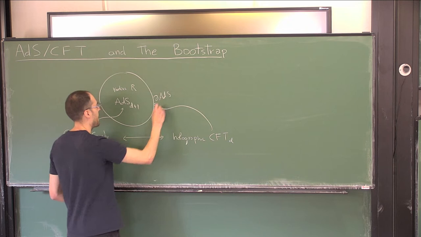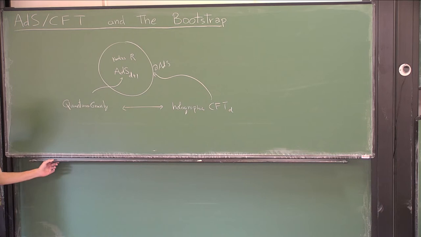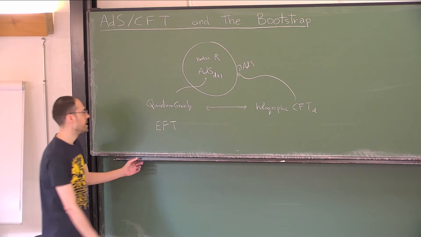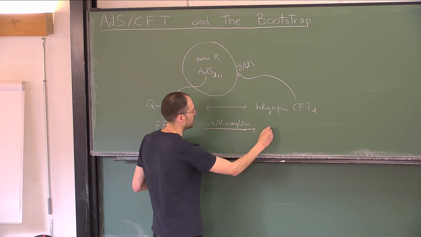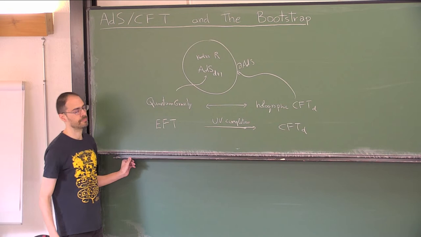So, in fact, I prefer to think of this not as a duality, but more as a rule for UV completion. Okay, so I will have here some effective field theory, some gravitational effective field theory in AdS, and if I want to define really a full UV complete theory, that will be a CFT, and a CFT with specific properties. So this is the idea that there's no non-perturbative bulk description of the theory.